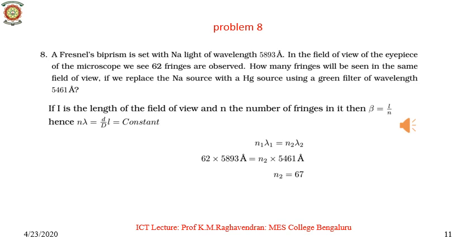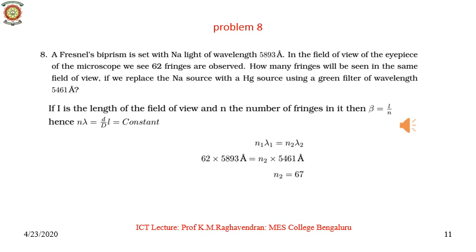That means n1 lambda 1 must be equal to n2 lambda 2. Now you can answer the question I posed earlier in this slide. If lambda decreases, one would expect this n to increase. Let's see if you get that answer. Substituting for n1 and lambda 1, which is 62 and 5893 angstrom unit, we need to find n2. Lambda 2 is of course 5461 angstrom. When you solve for n2, you get 67. Of course, remember, you may not get an exact integer 67. One has to round off to the nearest integer.